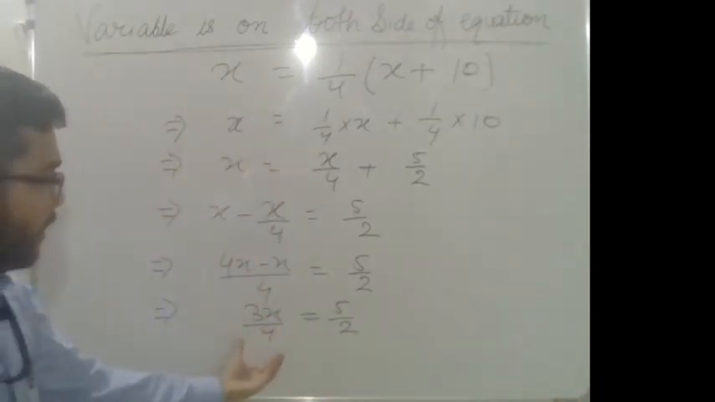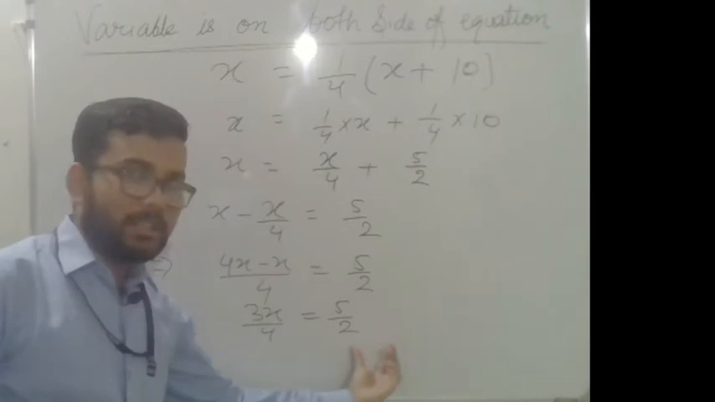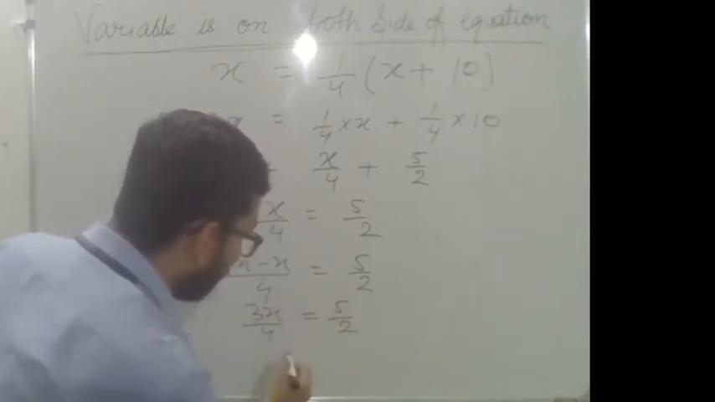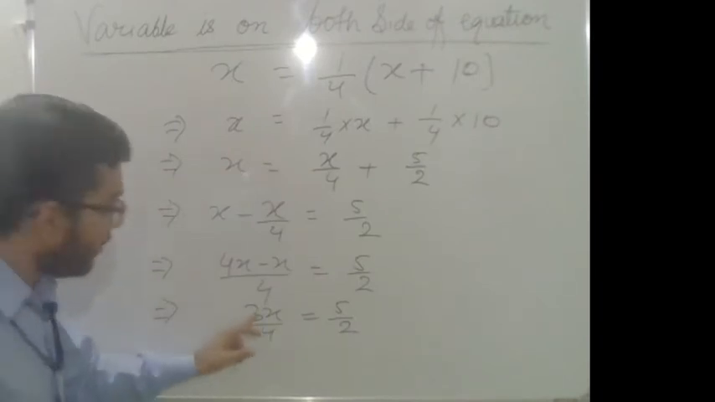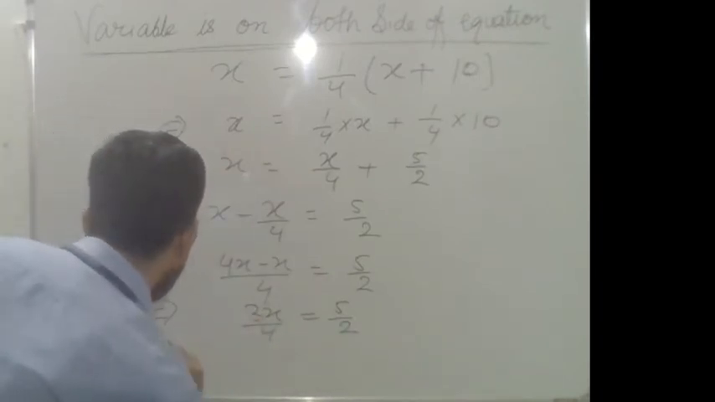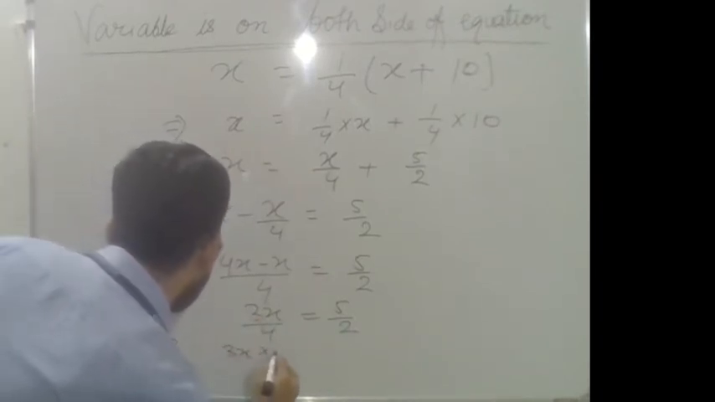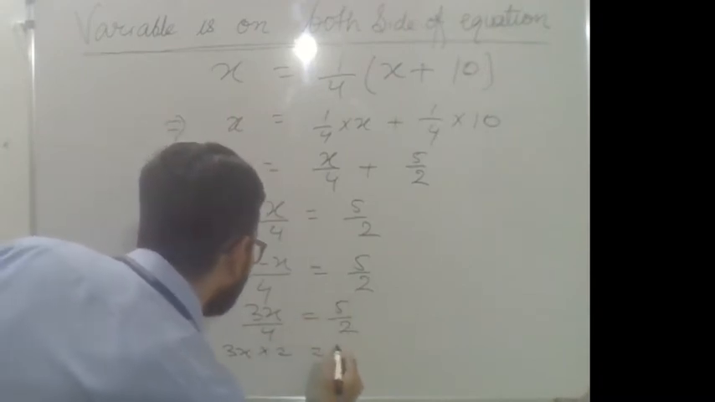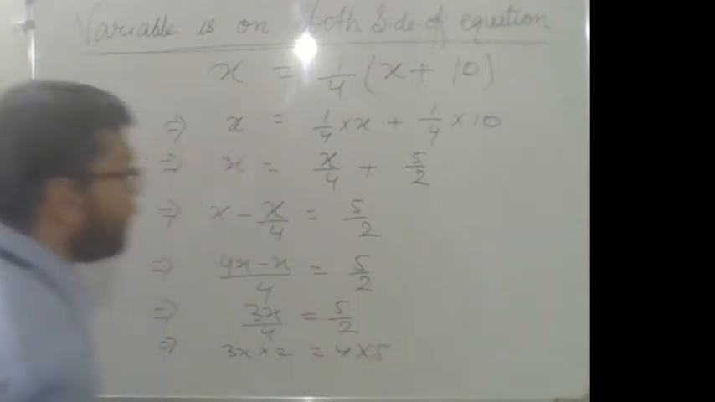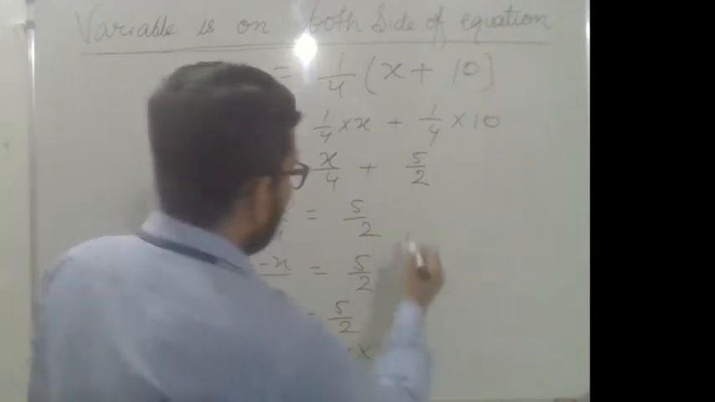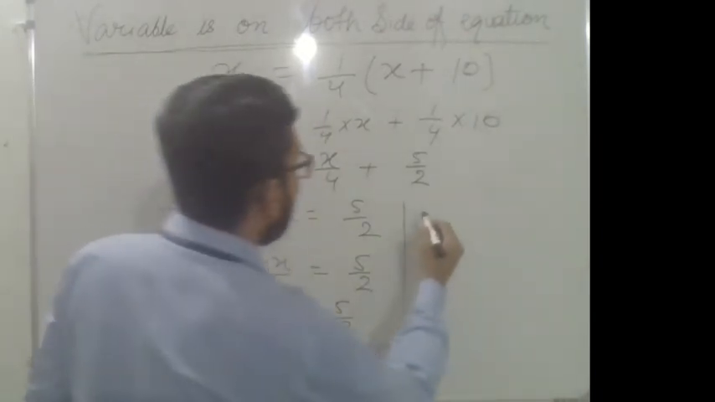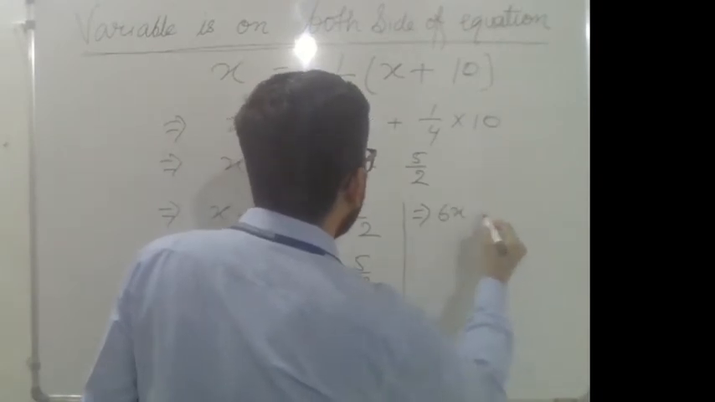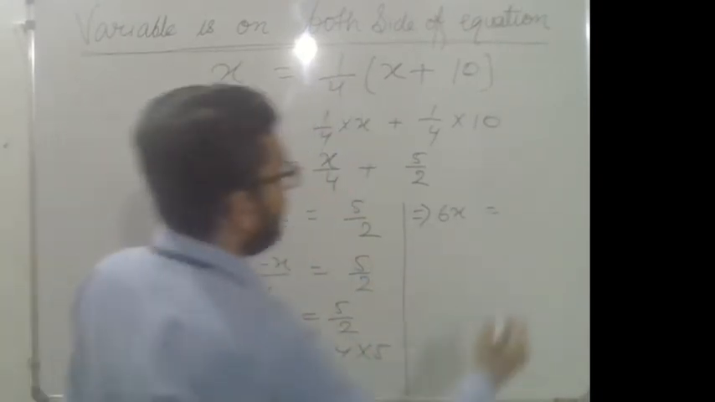Now single term in LHS, single term in RHS, what will you do? You just cross multiply. When you multiply 3x into 2, that is equal to 4 into 5. Next step I will write here. When you multiply 3x into 2, you will get 6x. 4 into 5, 20.